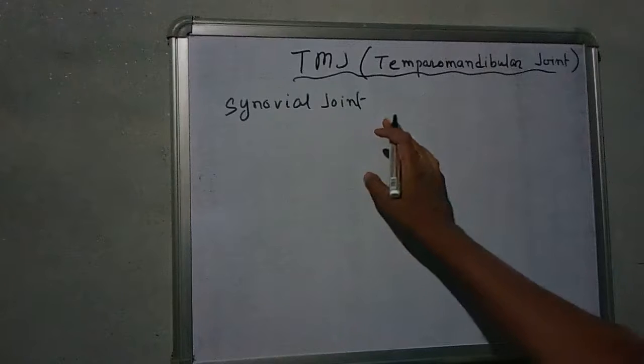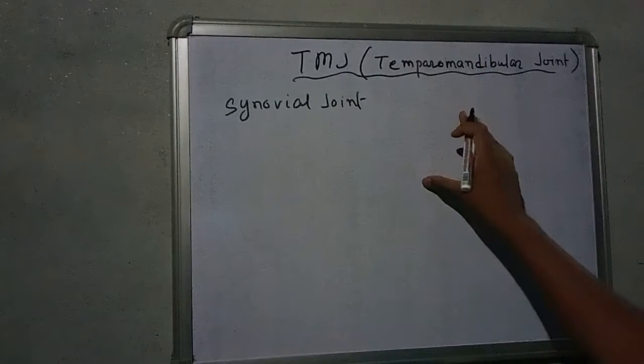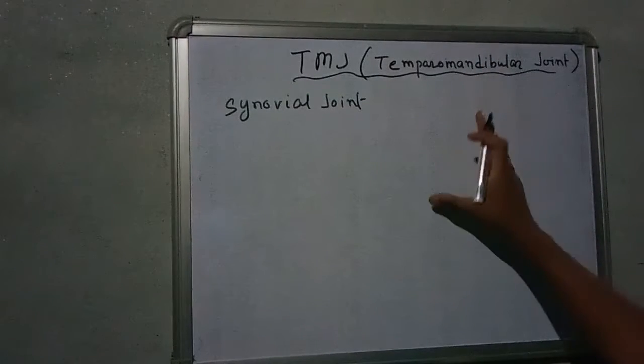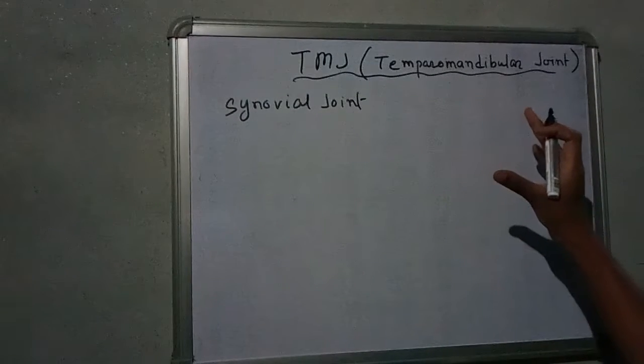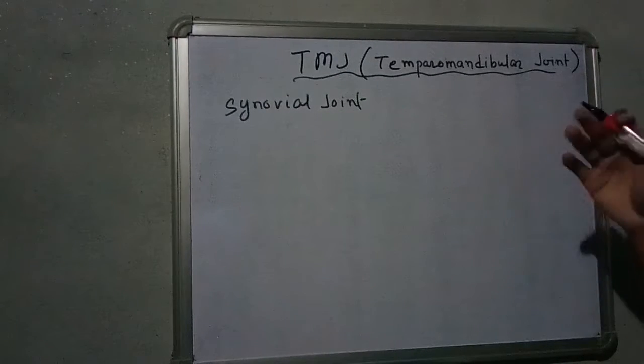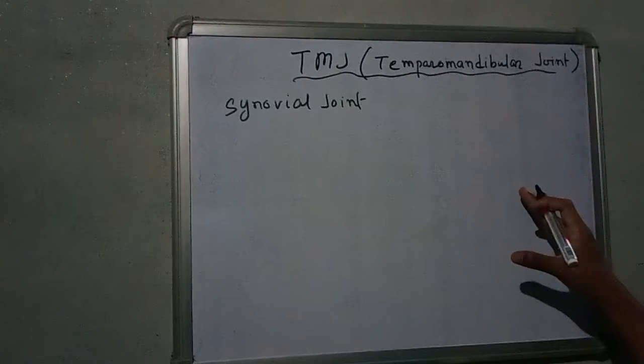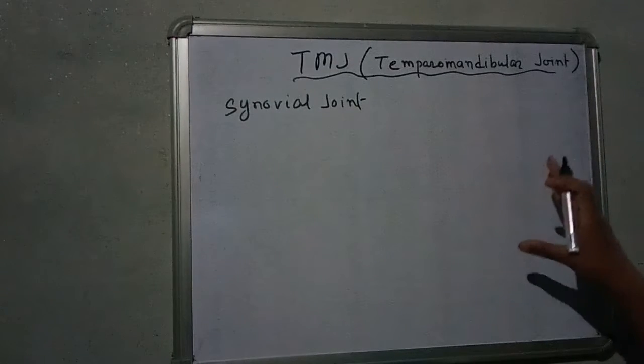The TMJ is a synovial joint, and on each side of the head it's formed by the articulation between the articular eminence and the anterior part of the glenoid fossa of the temporal bone.